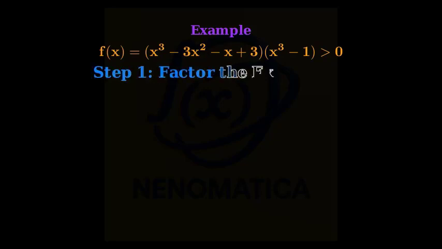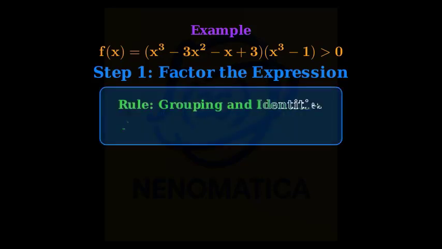We will factor by grouping for the first cubic and use the difference of cubes identity for x cubed minus 1. Here's the rule box for grouping. And the difference of cubes identity: a cubed minus b cubed equals (a minus b) times (a squared plus ab plus b squared).